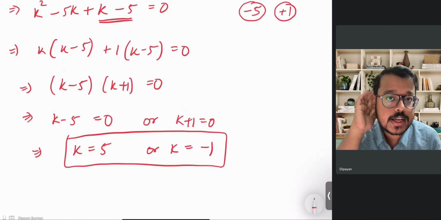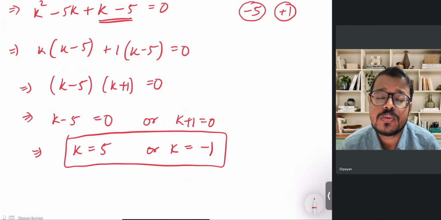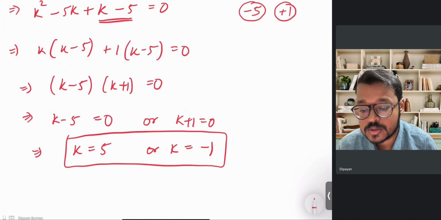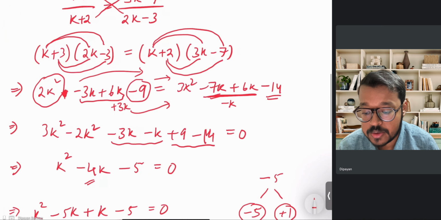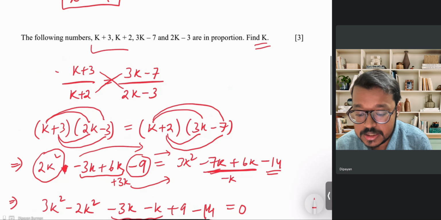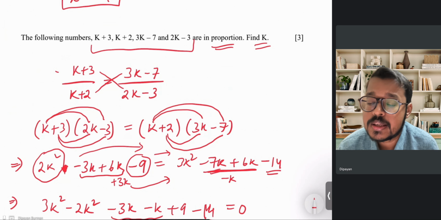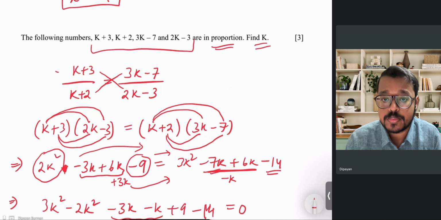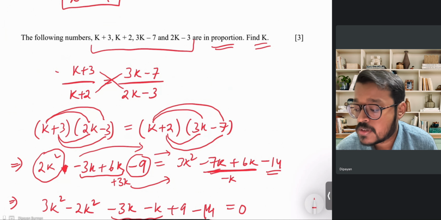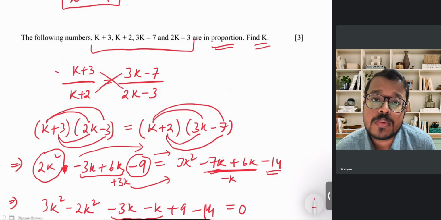But whenever we get two solutions from our quadratic equations, we also need to quickly verify whether both these answers are actually answers to my original question. In my original question, I wanted to find k such that these numbers are in proportion. With positive 5, there should be no problem. If you plug in k equals 5, you will find they're in proportion. But sometimes we have some issues with negative numbers. It may not be applicable to some contexts.